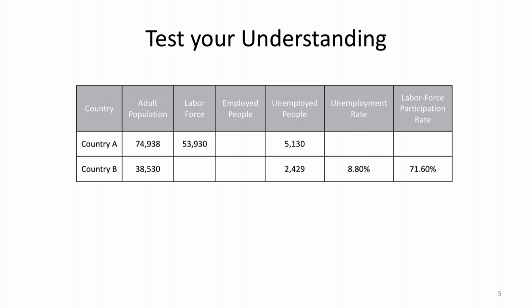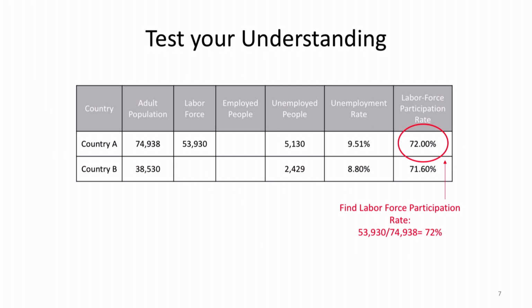So let's get started. The first thing, we have the unemployment rate. So in country A, we have enough information to be able to calculate what this rate is. We simply take the unemployed number of people divided by our labor force multiplied by 100%. And that gives us an unemployment rate of 9.51%.